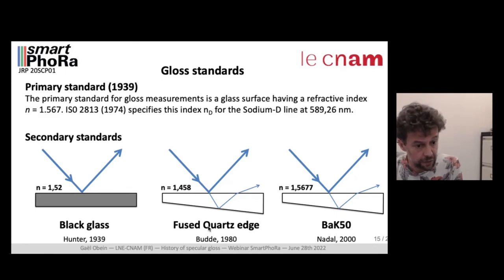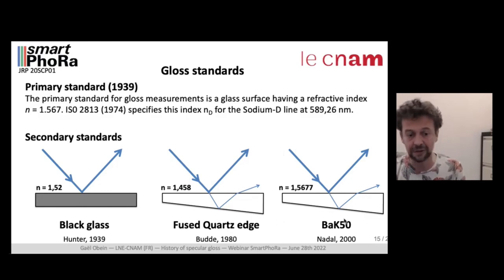But in the 80s, Boudé from NRC complained a bit about that standard because it was not strong enough. It was getting scratched and polluted easily. So he proposed to use a fused quartz, and he put a wedge because the quartz can't be black. If it's transparent, you will get the reflection from the backside of the sample in the direction of the measurement, which is, of course, not good. But if you put a wedge, then that second reflection goes out of the direction, and you're good.